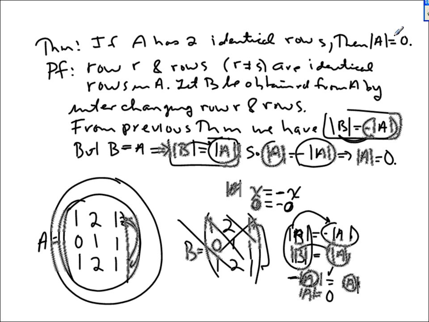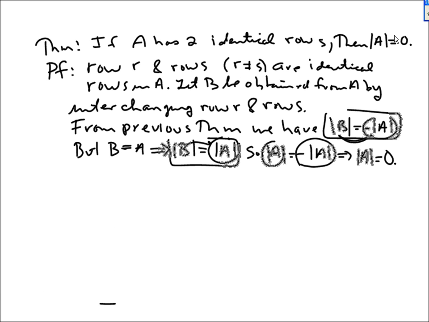If a matrix has two identical rows, a square matrix of course, then the determinant of that matrix will be 0.